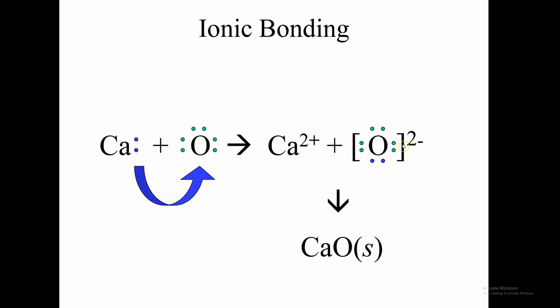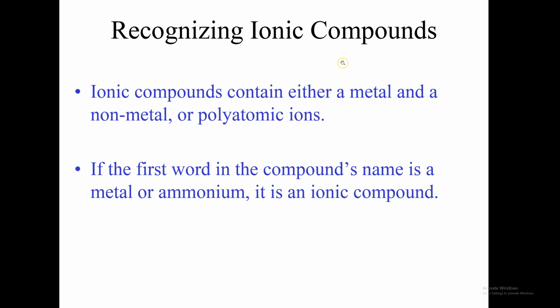However, oxygen, because it received those 2 electrons, forms 2 minus, and you get calcium oxide as a solid. And usually ionic bonding most of the time forms solids, not all the time, but most of the time they form these solid structures.